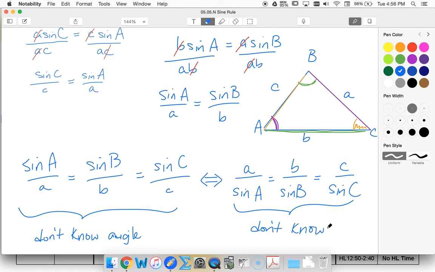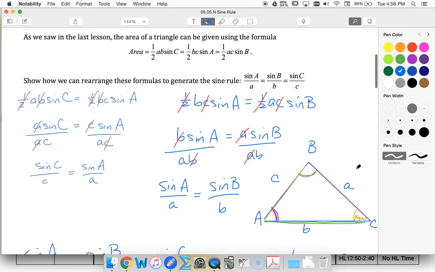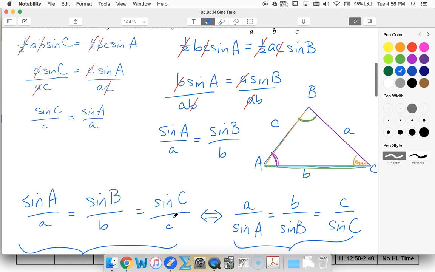If we look up in our syllabus, they show us the side version, but the angle version with these on top is also true. In the next video, we're going to look at some examples of using the sine rule.